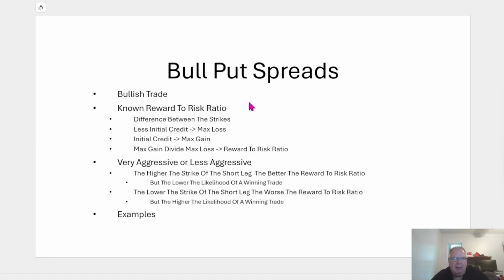Just a quick recap. We know the different strikes. We know the initial credit. We know our max loss. So we can calculate a reward to risk ratio. We can be very aggressive or less aggressive. And finally, we did a few examples, two examples.